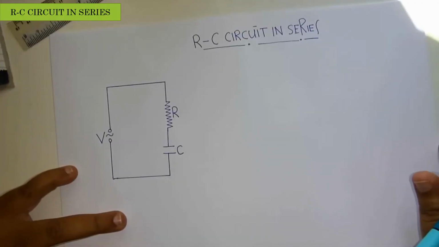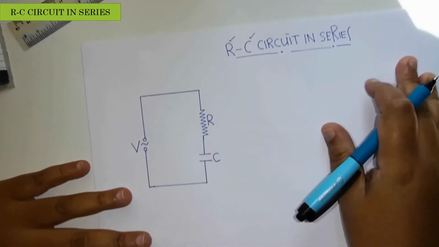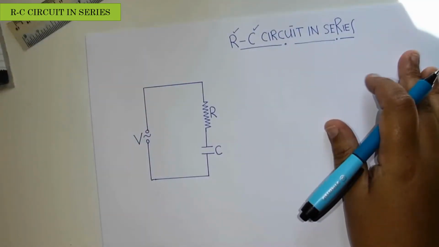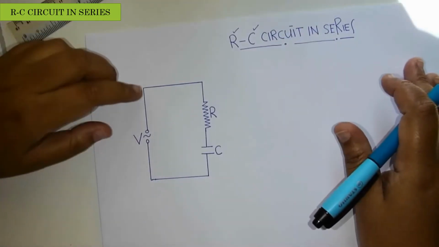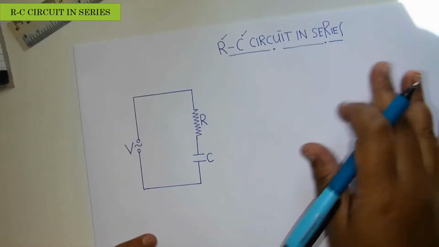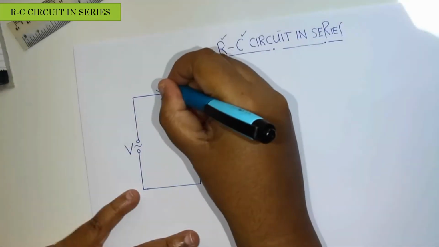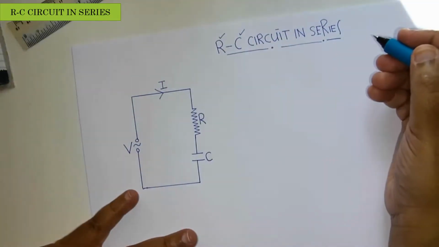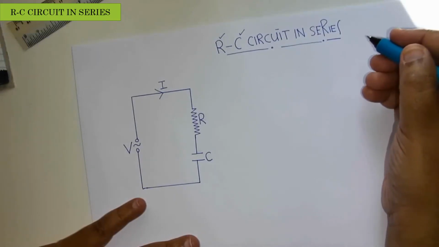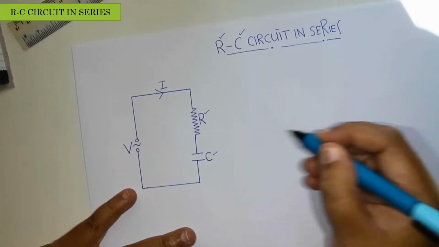So for today's lesson, we're going to look at an RC circuit in series. R stands for resistor, C is for capacitor. So we have a circuit here with a voltage supply connected to a resistor and also to a capacitor. They are in series, so the current that flows in the resistor and the capacitor is the same. What we are going to do first is that we know in the resistor the resistance is R and the capacitance is C.